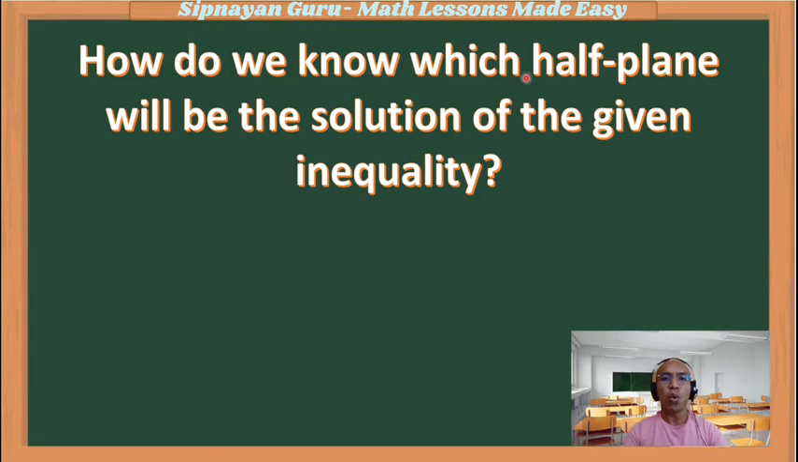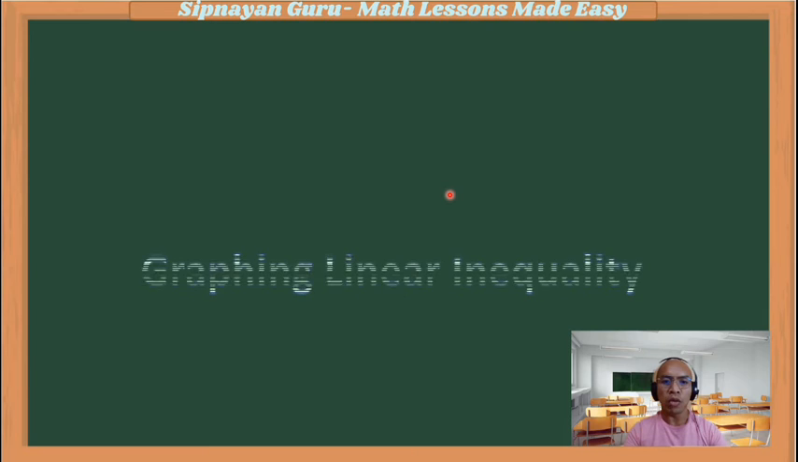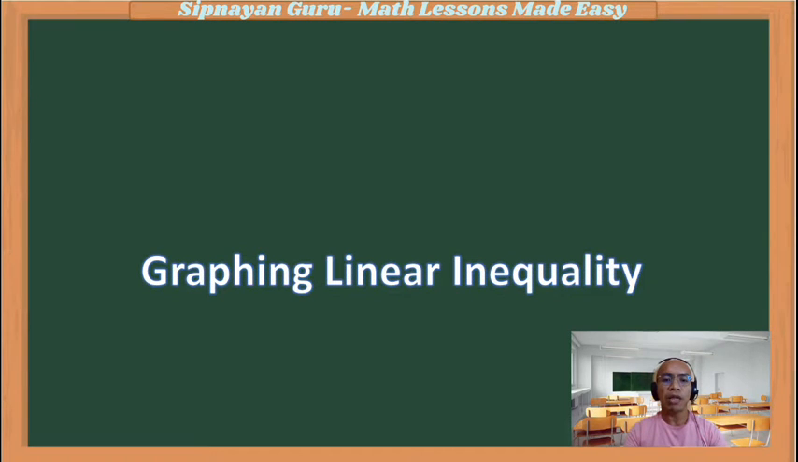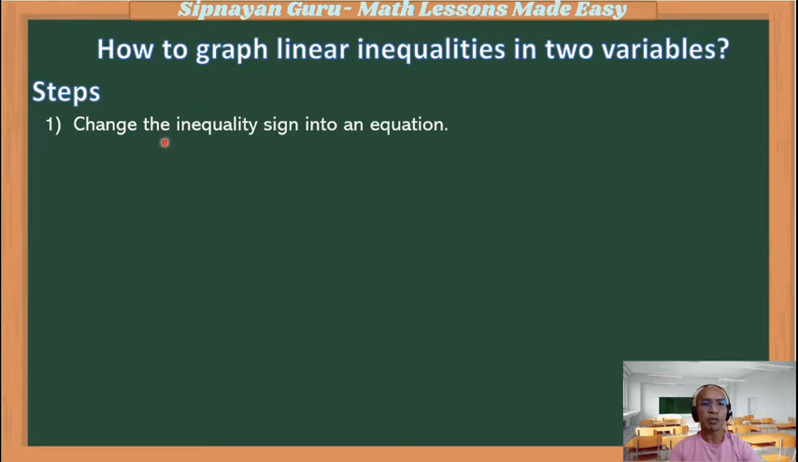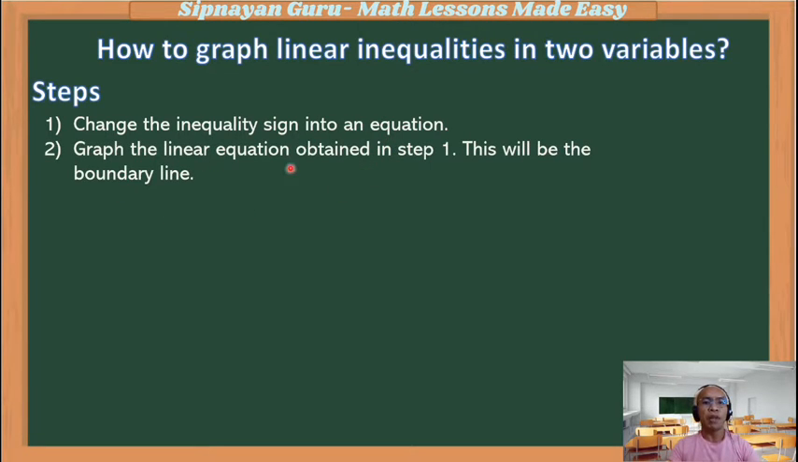How do we know which half plane will be the solutions of the given inequality? We can do it by graphing the linear inequality. How do we graph linear inequalities in two variables? These are the steps. First, change the inequality sign or symbol into an equation. Then graph the linear equation obtained in step number 1. This will be the boundary line.